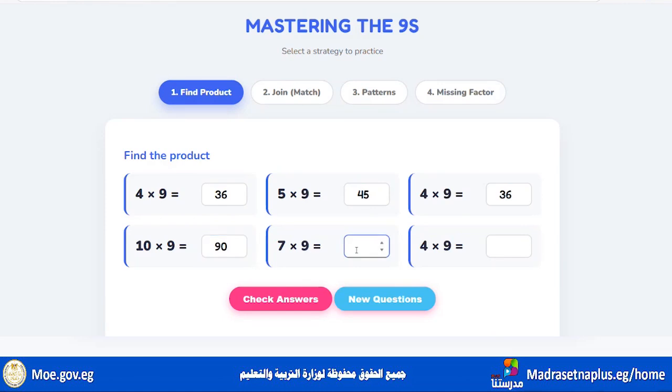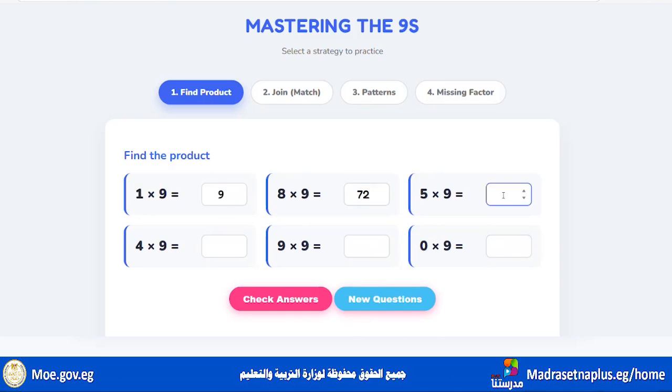Yes. 7 times 9. Finger number 7 is bent. That means 63. This one is repeated. Let's check. All right. 3 times 9. It's okay. A new one. Yes. 1 times 9. That means pen finger number 1. It will be 9. Finger 8 is bent, that means 72.